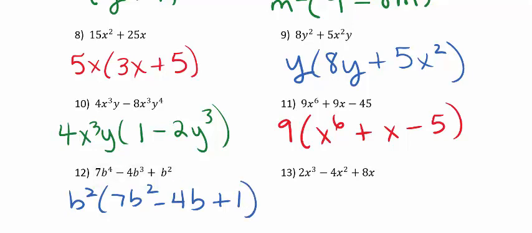The greatest common factor would be 2x. You can take a 2 out of 2, 4, and 8, and all the terms have an x, so I can pull that out. And I'm left with x squared, because x times x squared is x cubed. And then 2 times 2 is 4, and I need another x here, so x times x is x squared. And then 2x times 4 is going to give me 8x.